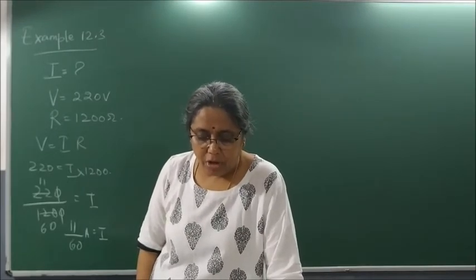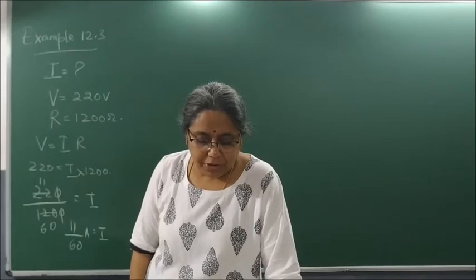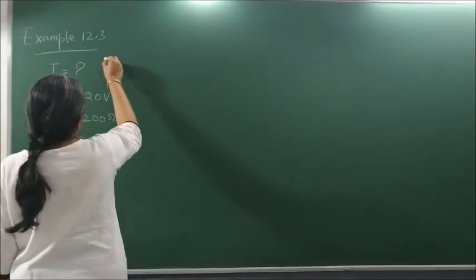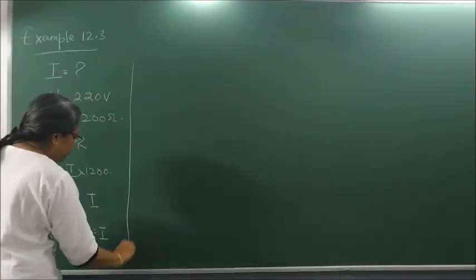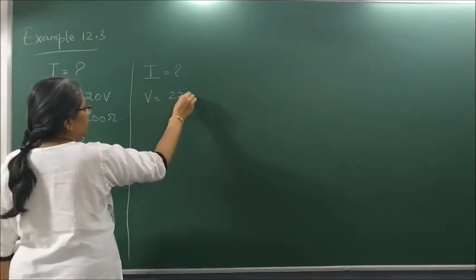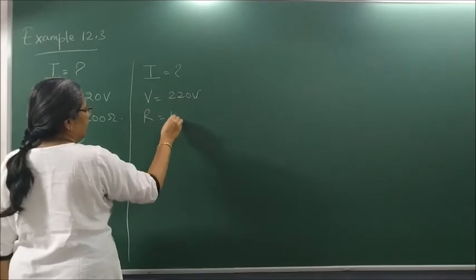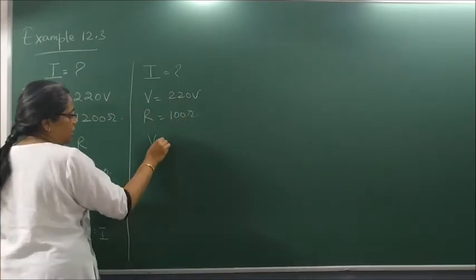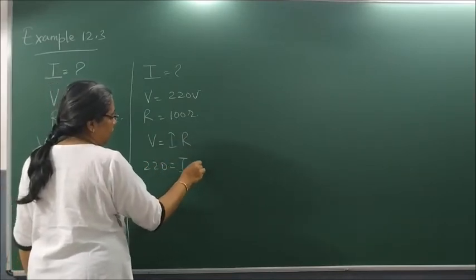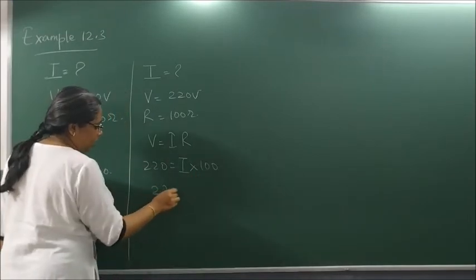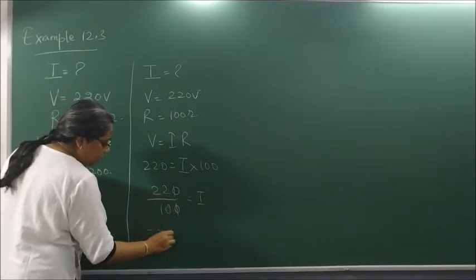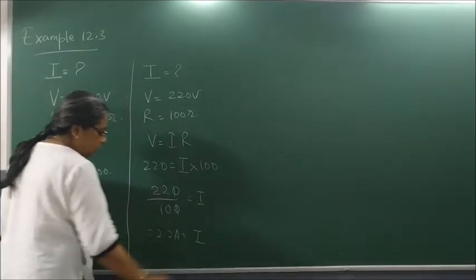Now it says, how much current will an electric heater coil draw from a 220 volt supply if the resistance of the heater coil is 100 ohm? So this was case 1. For case 2, at the same time, I need to find out I. What is V given? 220 volt. What is R given? 100 ohms. So V is equal to IR. 220 is equal to I into 100. So 220 by 100 is equal to I. It is nothing but 2.2 ampere is equal to I.